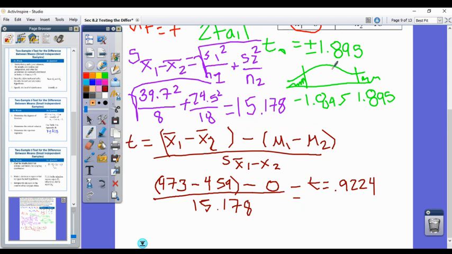Okay, so let's see. Is that in my rejection region? And the answer is no, it is in the middle here. So that means I'm going to fail to reject.